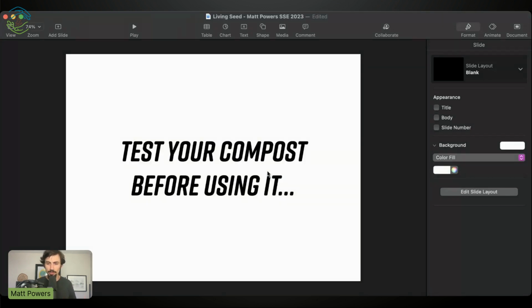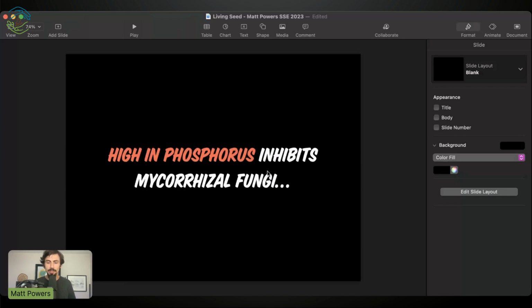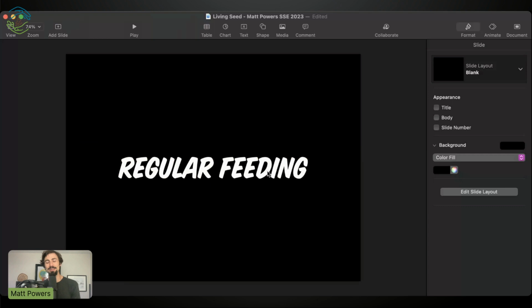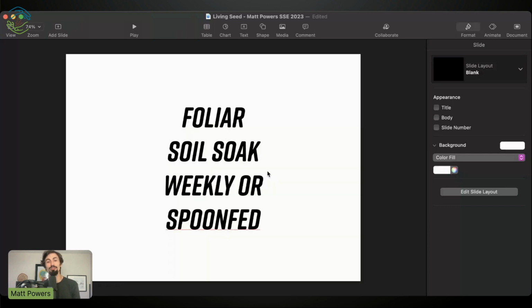Test your compost before using it. Know what you're using. Partner with microbes. If things are high in phosphorus, they inhibit the mycorrhizal fungi. If it's high in nitrogen, it means we need to be careful with how we apply it. It also means that maybe we need to do more work to make it ready. But it also means it's good compost, because if there's no nitrogen, then there's no nutrient cycling, because manure is nitrogenous, right? So then for regular feeding, you want to do foliar or soil soak, weekly or spoon fed.